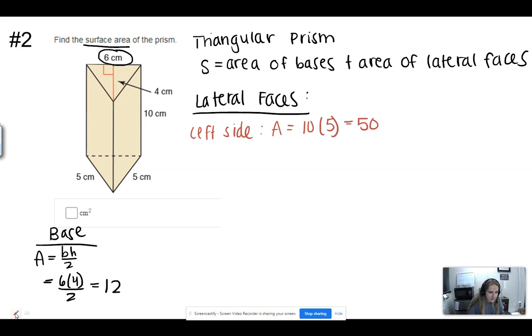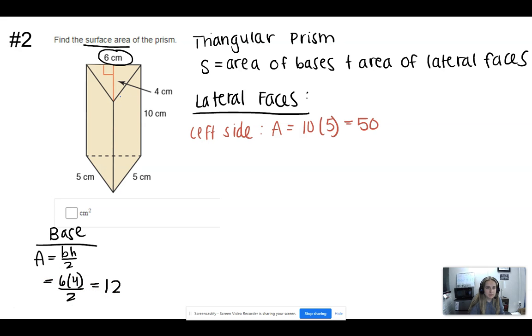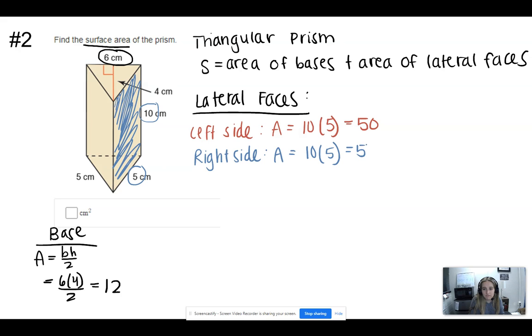The next thing, let's find the right side. That's going to be in blue. So the right rectangle, that's going to be this area, right side. And again, it's a rectangle, so that's just going to be length times width. I see that the length is 10 and the width is 5. So I'm going to go 10 times 5 again, and that's going to give me 50.